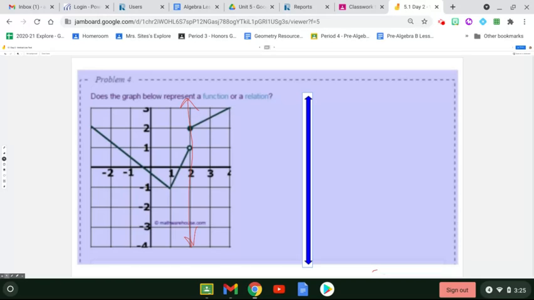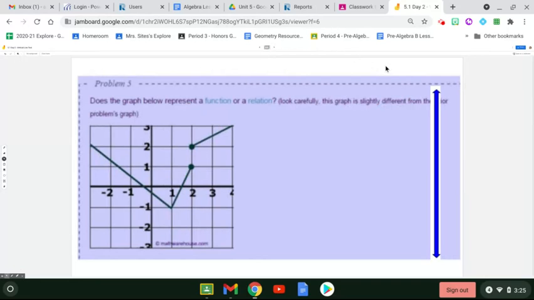The other one is not filled in. So the point that is filled in, that one counts. The one that's not filled in, that one doesn't count. That's one of those things you learned back in seventh grade: if you have an open dot, it's technically not a solution. So technically your vertical line has only hit in one location. So this one passes the test. This one is a function because you've only hit in one location, not two.